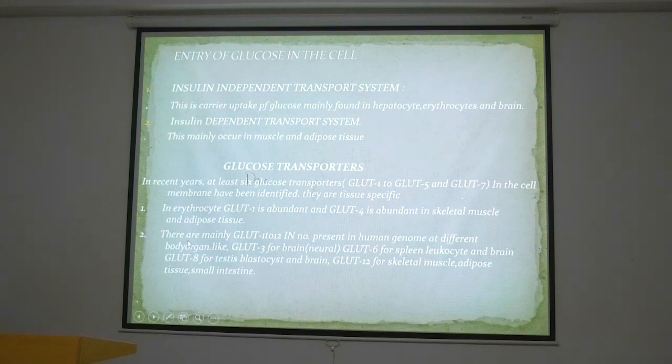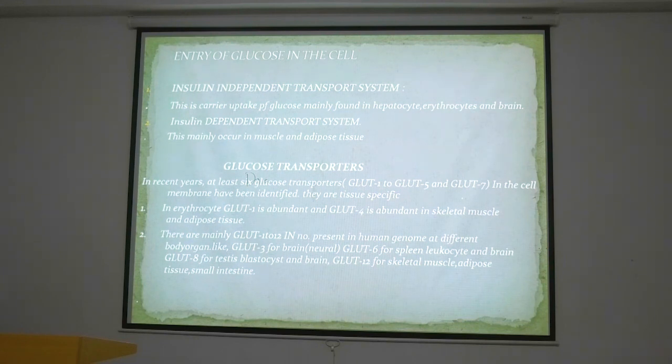How many types of glucose transporters are there? Glucose transporters, four transporters. These are up to 5, 4, 6, 7.